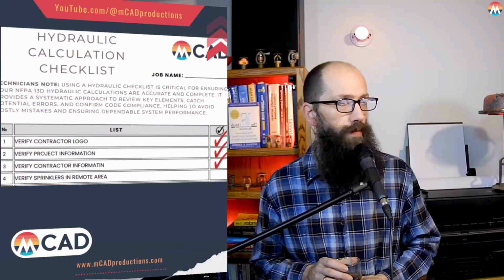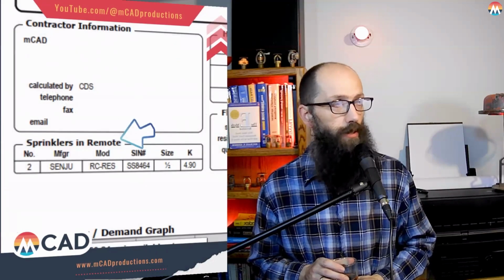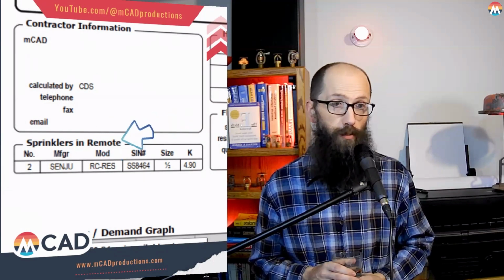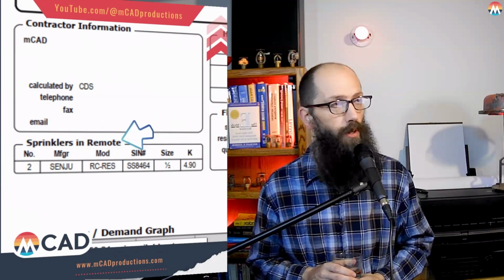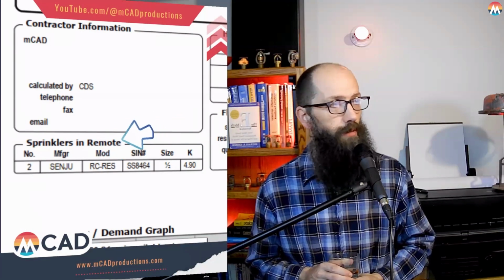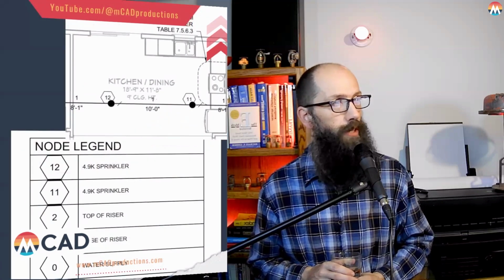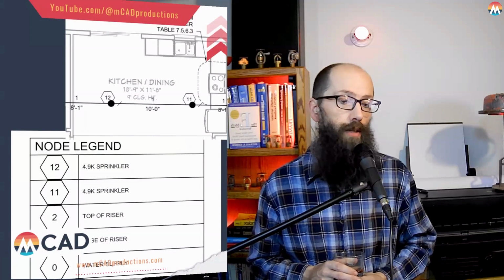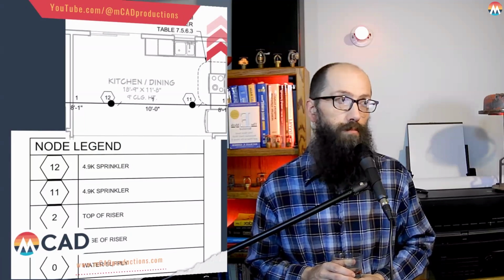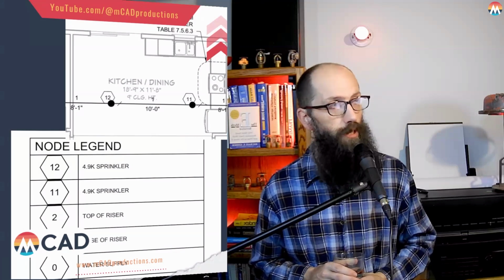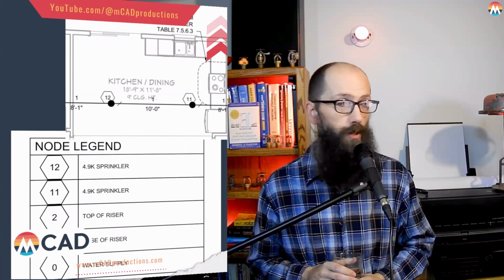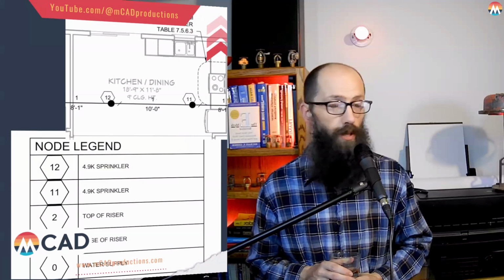Okay, so now verify sprinklers in remote area. We're talking about this portion of the cover page that's describing the remote area. And so we've got two Senju sprinklers, 4.9 K factor sprinklers in our remote area. If you guys remember, last week when we finished our pre-calc checklist, we put our nodes in our kitchen, and those are the two sprinklers that we calced, node 11 and node 12.